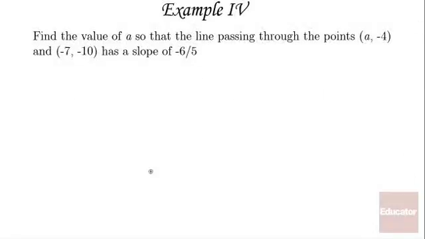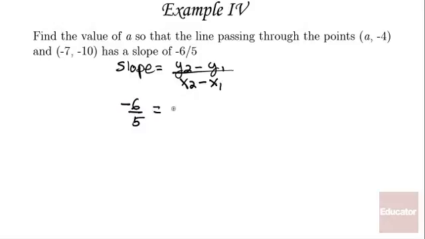Okay, find the value of a so that the line passing through the points (a, -4) and (-7, -10) has a slope of negative 6/5. Once again, the slope formula is going to be used. And what this is telling me is that I have a slope of minus 6/5, so that's something I know. And it's also telling me that I have these 2 sets of coordinate pairs, except one of the values is an unknown. So I have a, minus 4 and minus 7, minus 10.